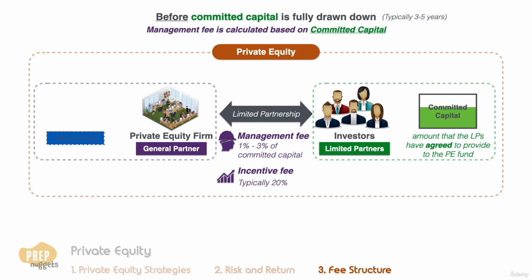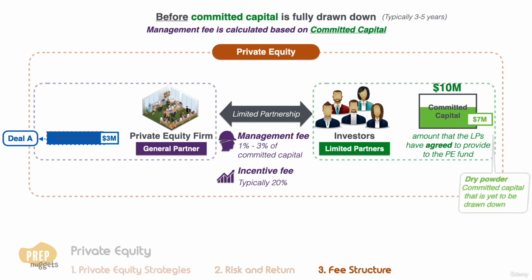So, for example, if the committed capital is $10 million and the GP has drawn $3 million to invest in a private equity deal, there will still be $7 million remaining in committed capital. Committed capital that has not yet been drawn down is referred to as dry powder.